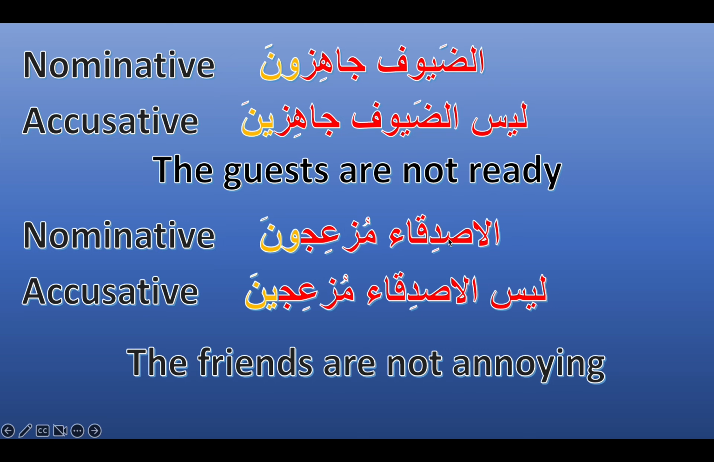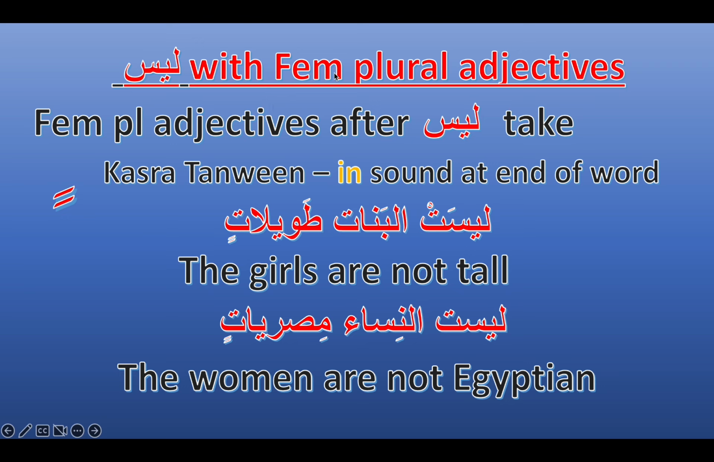Another example, الأصدقاء مزعجون. In the nominative case, that's the friends are annoying. But if we want to negate it, ليس الأصدقاء مزعجين. The friends are not annoying. So it changes case and changes ending. Finally, laysa with feminine plural adjectives. Feminine plural adjectives after laysa take kasra tanween, which makes an in sound at the end of the word. So ليست البنات طويلة. The girls are not tall.